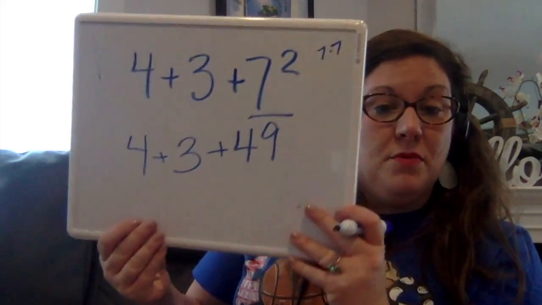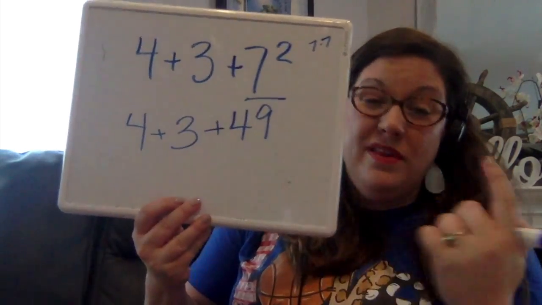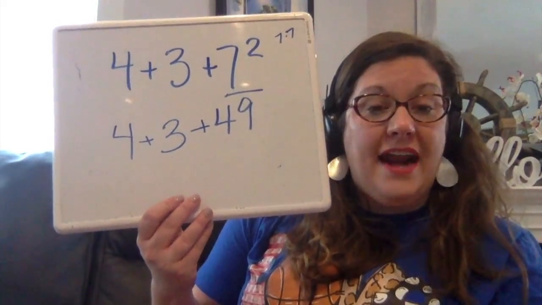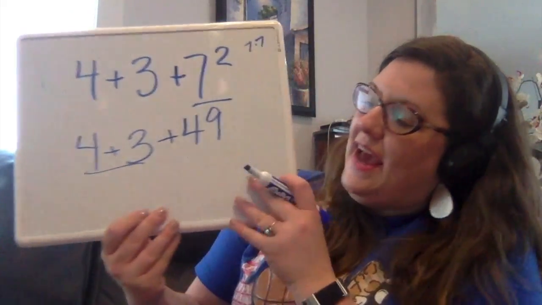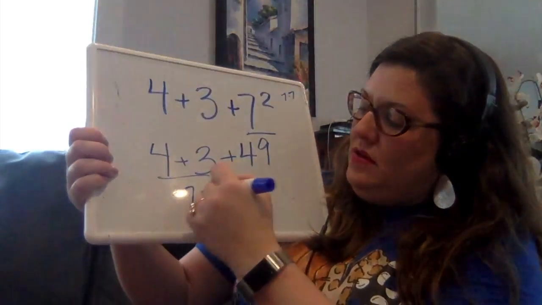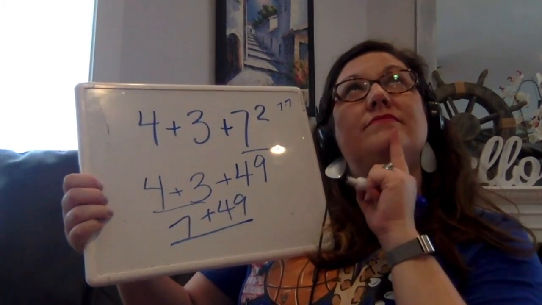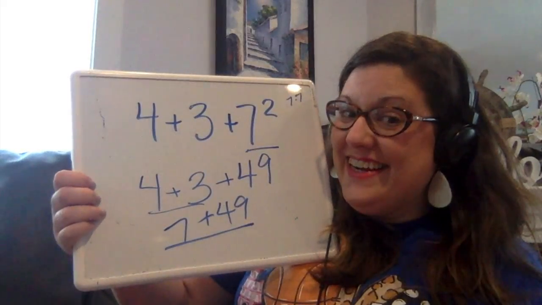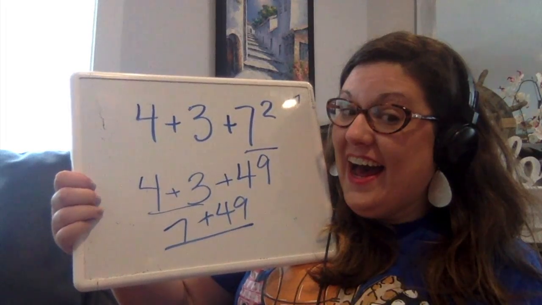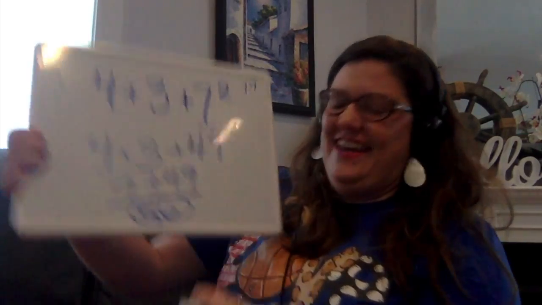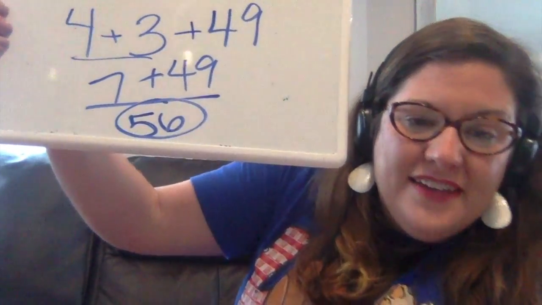And our third step is multiply and divide from left to right. Well, in this problem, we don't have any multiplication or division. So we move on to the last step. Add and subtract from left to right. So 4 plus 3 adds to be 7. And 7 plus 49 adds to be 56? Give you time to think. Yes, it is 56. Okay, so there's our second example. And let's take a look at 2 more.